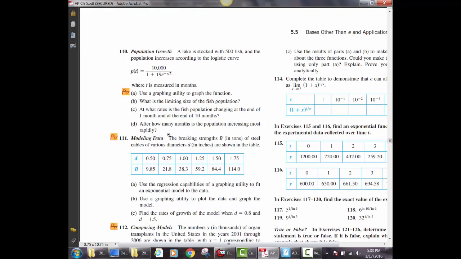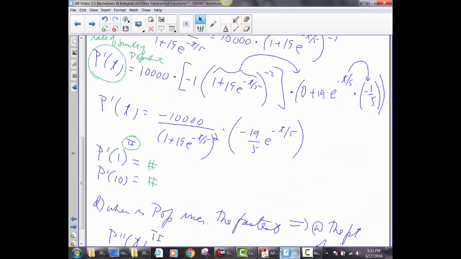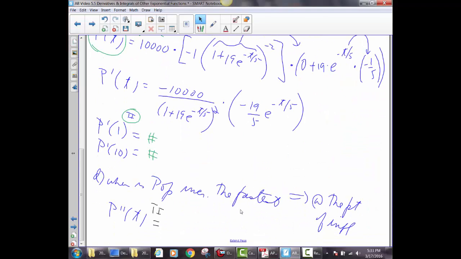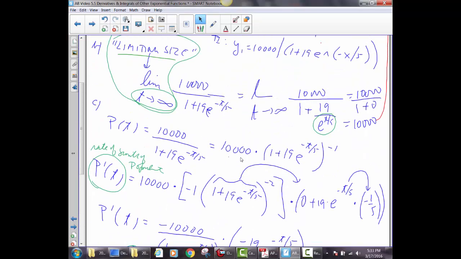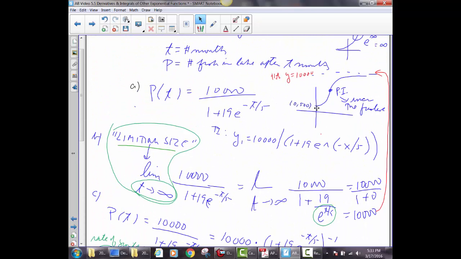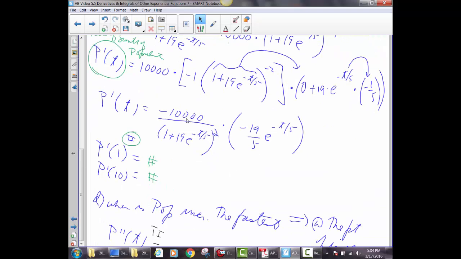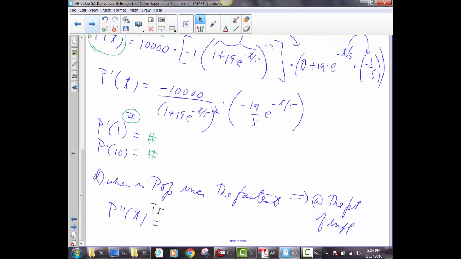So you would use a calculator and plug in t equals 1 and then plug in t equals 10. And then the last question that they're asking is, after how many months is the population increasing most rapidly? So increasing most rapidly is actually the point of inflection, because if you look at the graph, right, it's increasing slowly, then it starts to increase very steeply, and then when it reaches the point of inflection, it's still increasing, but it's increasing at a decreasing rate. It starts to level off. So that's the point where it increases the fastest, which is the point of inflection. Then you'd find the second derivative.